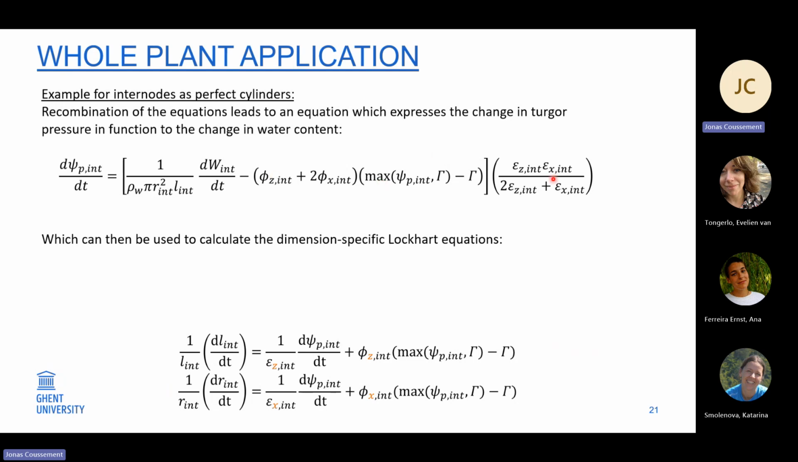So it allows us to estimate or calculate, if an amount of water is entering our plant organ, how much our turgor pressure will change. And then we can use this turgor pressure again in these Lockhart equations to calculate the actual growth, both elastic and non-elastic, for our plant organ.